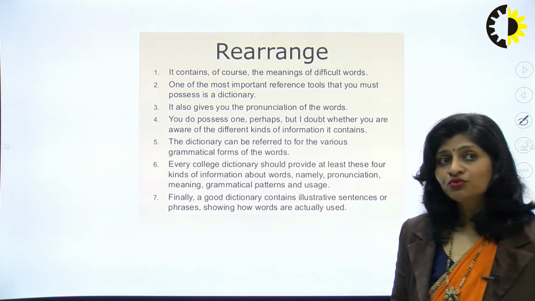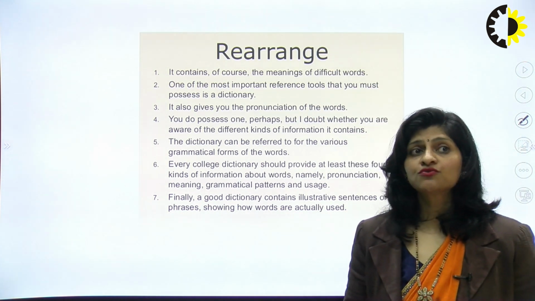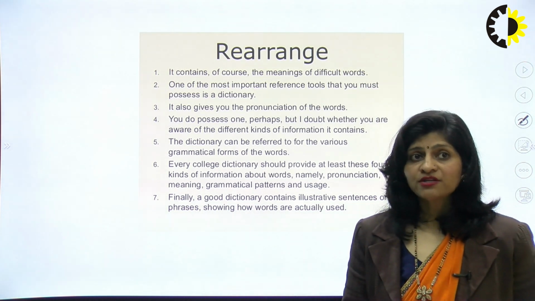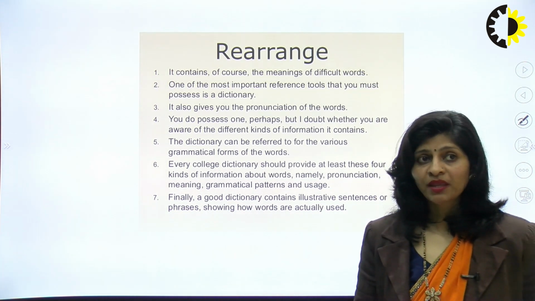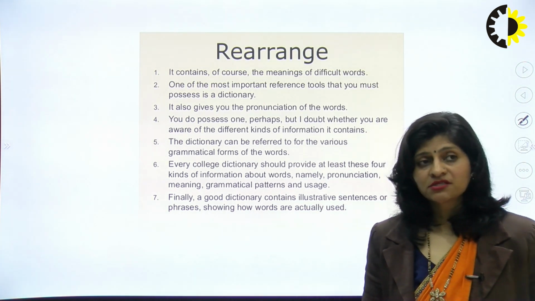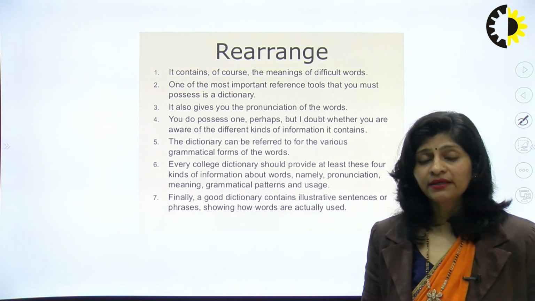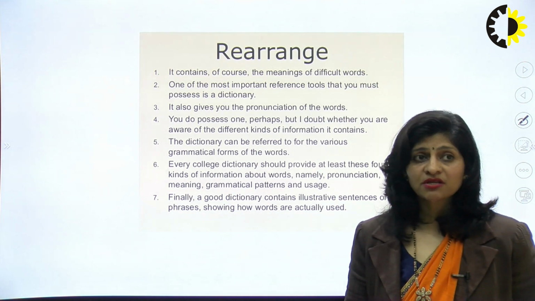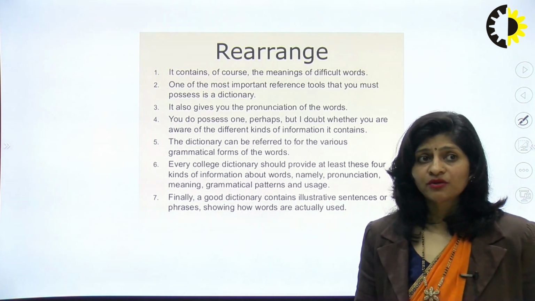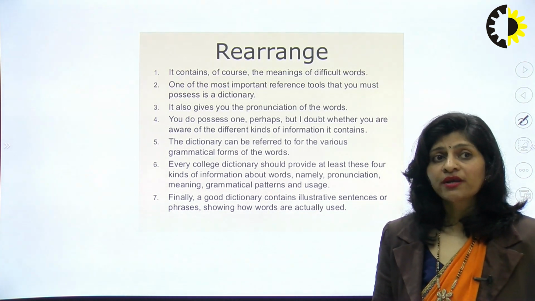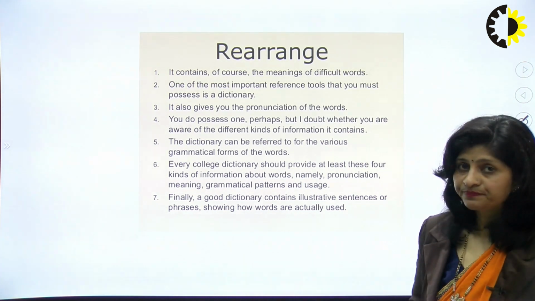It also gives you the pronunciation of the words. You do possess one, perhaps, but I doubt whether you are aware of the different kinds of information it contains. The dictionary can be referred to for various grammatical forms of the words. Every college dictionary should provide at least these 4 kinds of information about words, namely pronunciation, meaning, grammatical patterns, and usage. Finally, a good dictionary contains illustrative sentences or phrases showing how words are actually used.